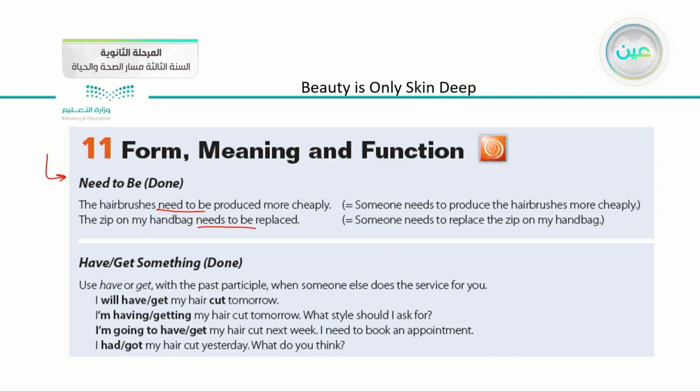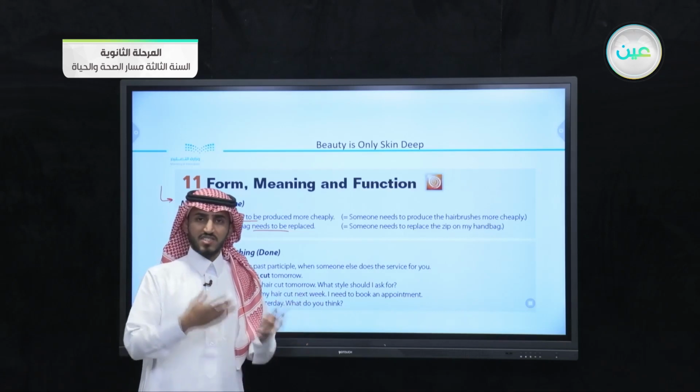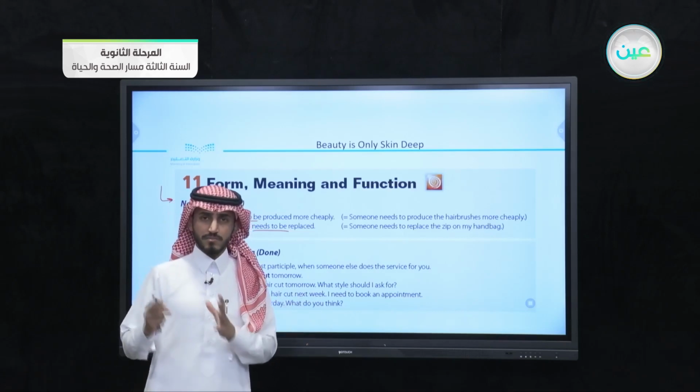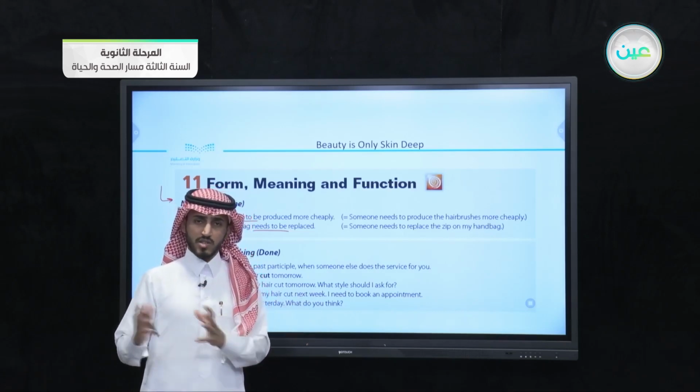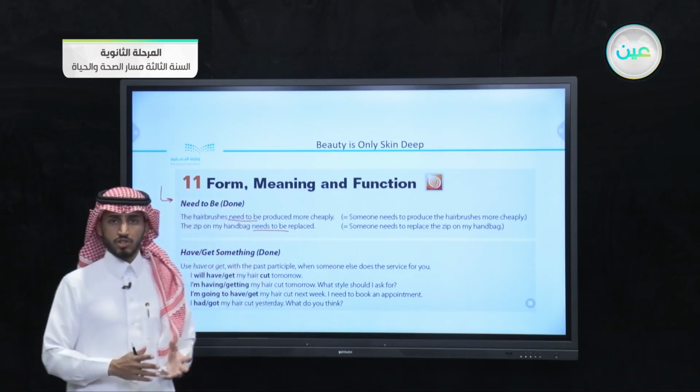In the second sentence, the zip on my handbag needs to be replaced. That means someone needs to replace the zip on my handbag. Needs to be, that means we want someone to do that thing. Either we do it or we ask someone to do it. This is the first part of our lesson today, which is need to be.